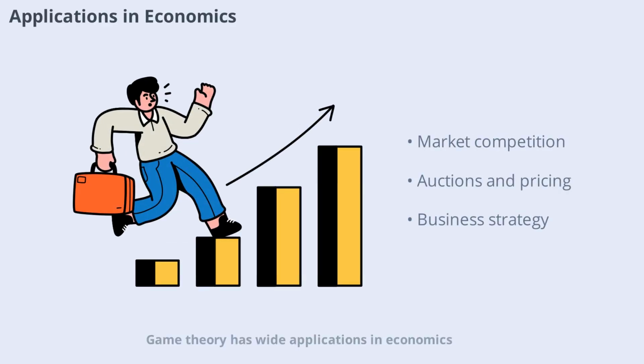Game theory has wide applications in economics. It helps explain market competition, auctions, bargaining, and even pricing strategies. Businesses use game theory to anticipate rivals' moves and to design better products and services. Understanding strategic interaction is essential for success in the economic world.